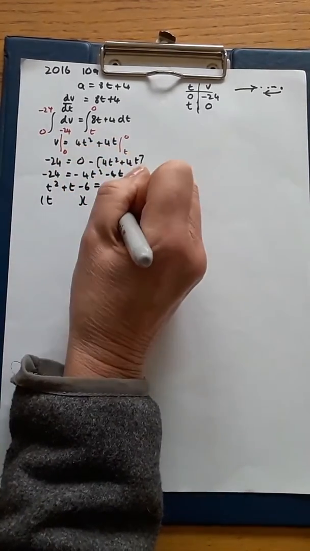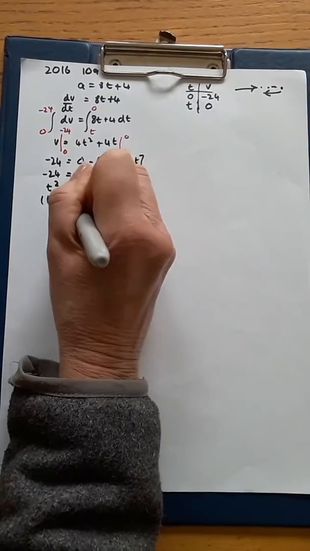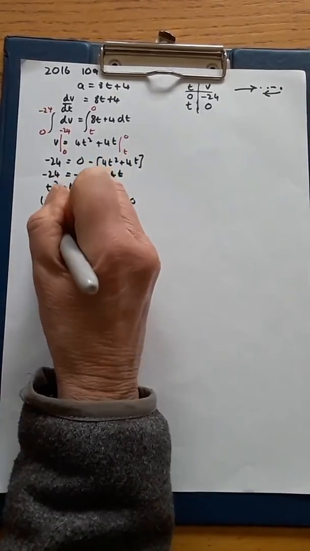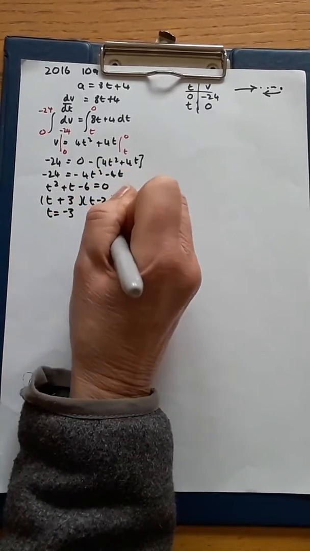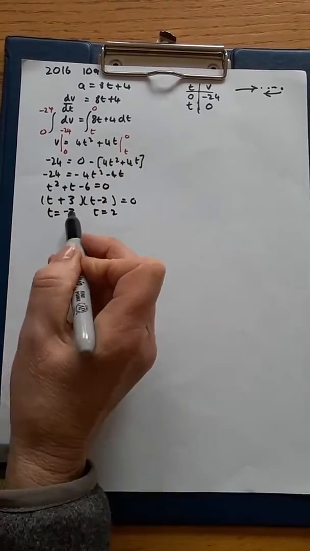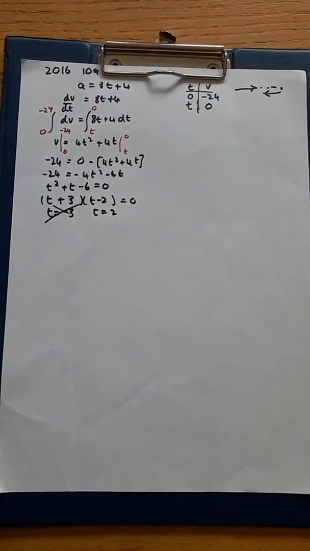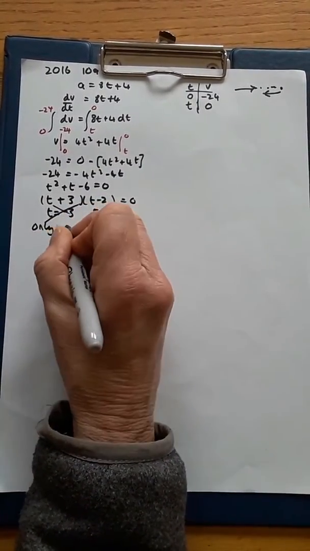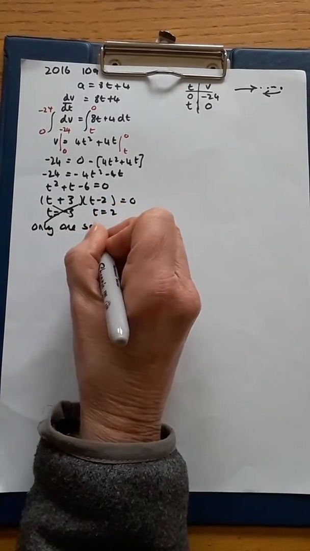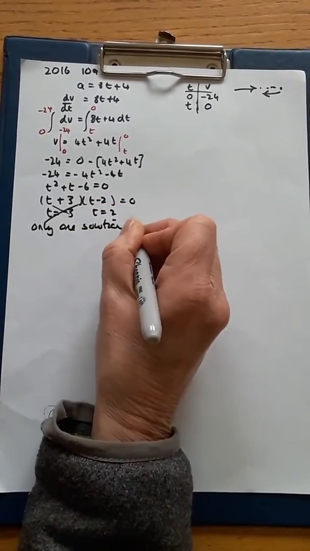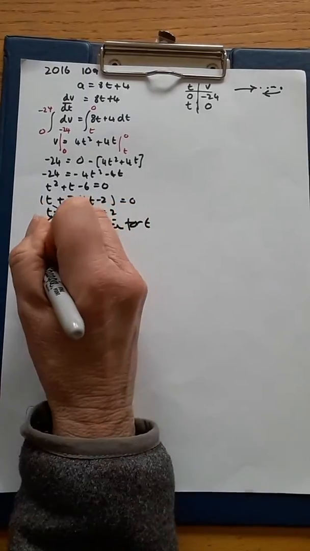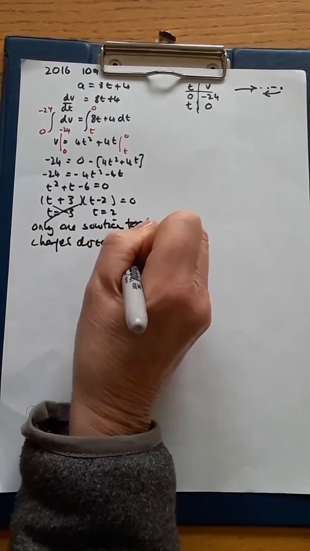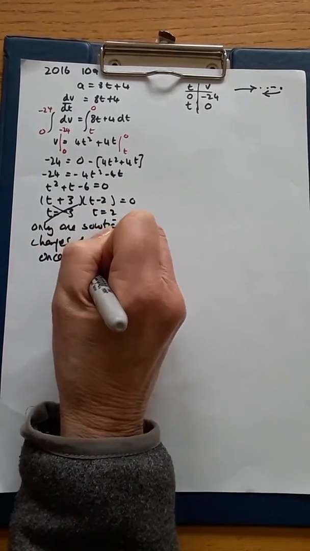Solve for t and I get two values, 3 and 2. That'll be plus, that'll be minus. t is equal to minus 3, t is equal to 2. Of course I can't have a negative time, so I ignore this one and I just take t is equal to 2. So since there is only one solution for t, P changes direction once only.